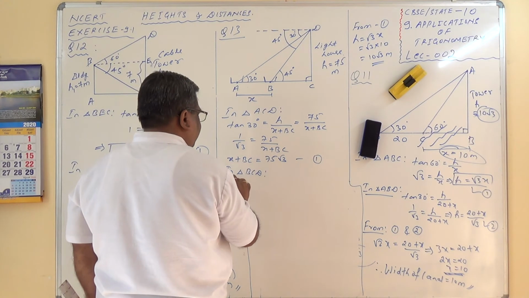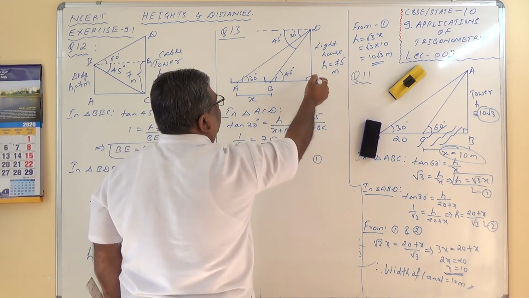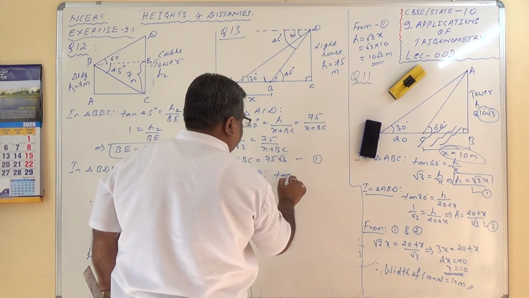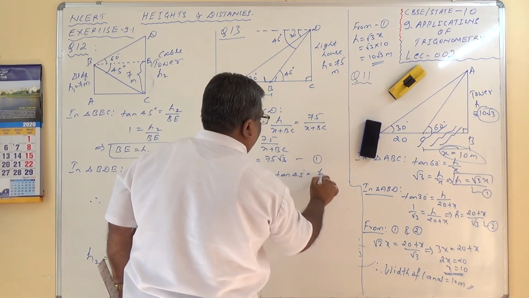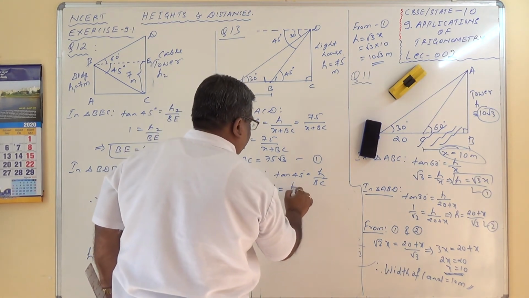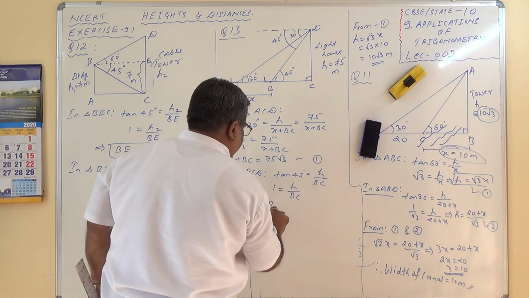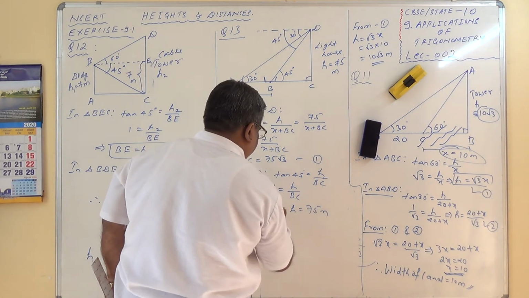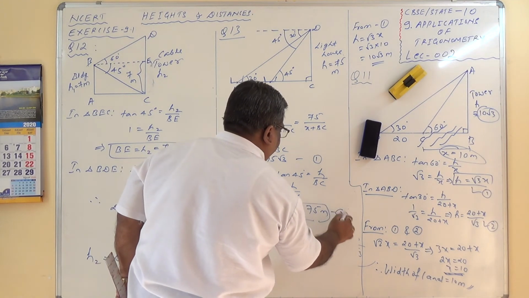Okay, next in triangle ABC we have to find out: tan 45 equals H divided by BC. So 1 equals H divided by BC. Therefore BC equals H, which equals 75 meter. So we got BC as 75 here.